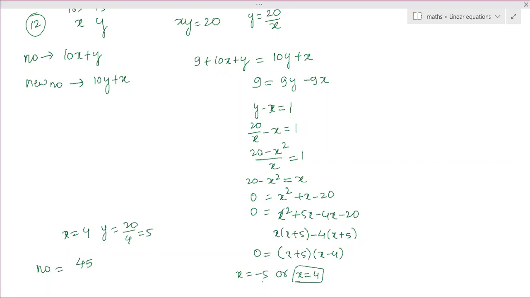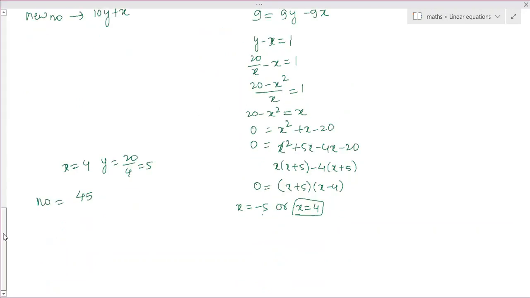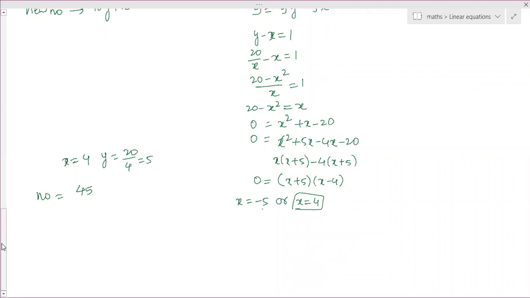A two-digit number is 3 more than 4 times the sum of the digits. For a two-digit number, always remember that xy is not a number. 10x plus y is the number. The number is 3 more than 4 times the sum of the digits. The sum of the digits is x plus y. 4 times of this is 4 into x plus y. Plus 3 is equal to the number. So what is the number? 10x plus y.